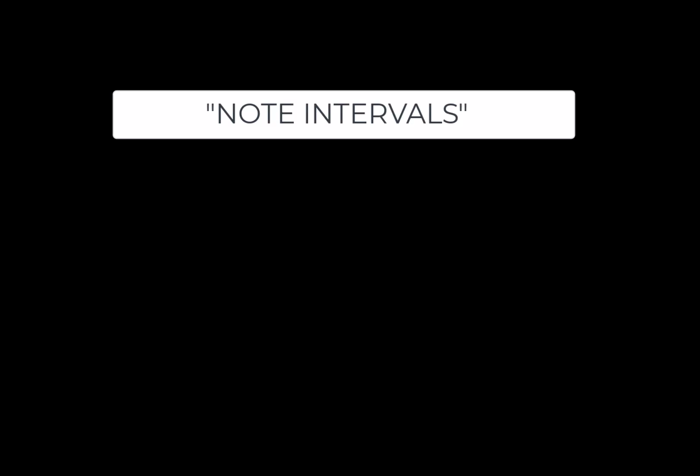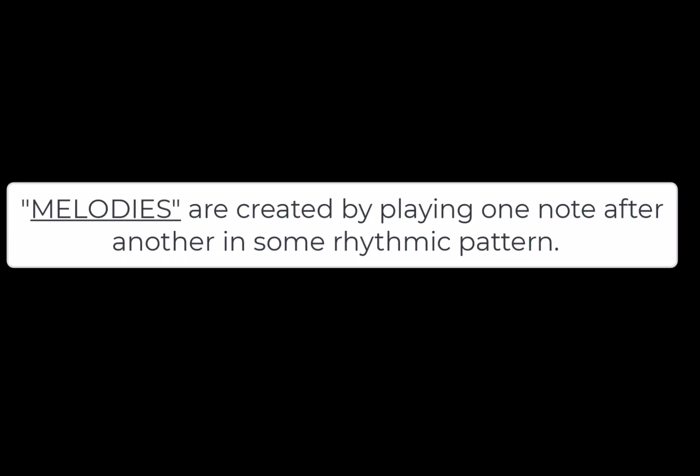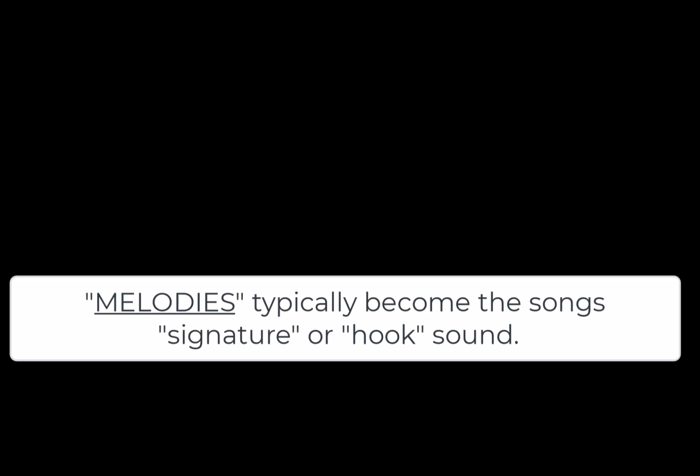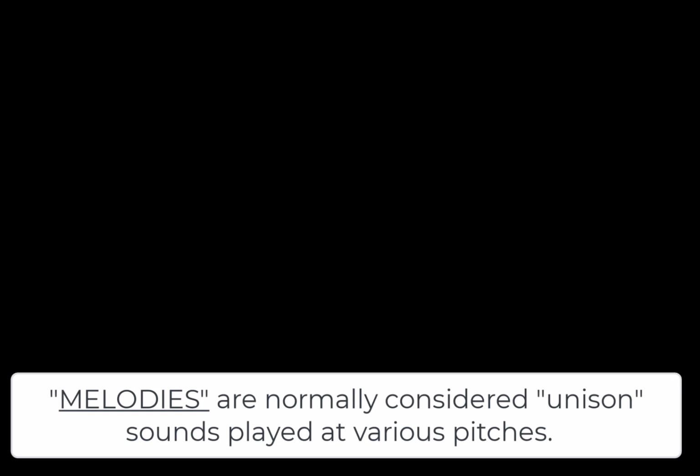Some of these note interval sequences give us melodic sounds, more commonly called melodies, and are created by playing individual notes one after another in some tonal riff and/or rhythmic pattern. Typically, melodies are those musical phrases that we hear and hum to our favorite songs that become the signature hook expressions that we tend to remember and repeat. Melodies are considered unison sounds where each note is played individually in some repeatable musical phrase or in some combination of notes and pitches at some tempo or rhythm.